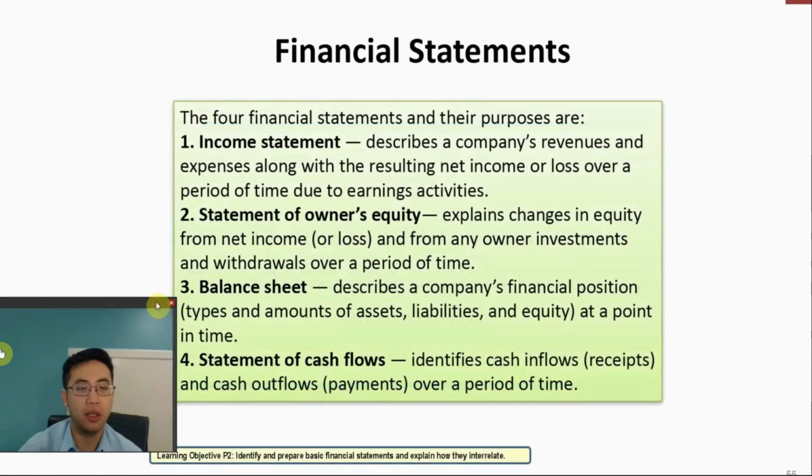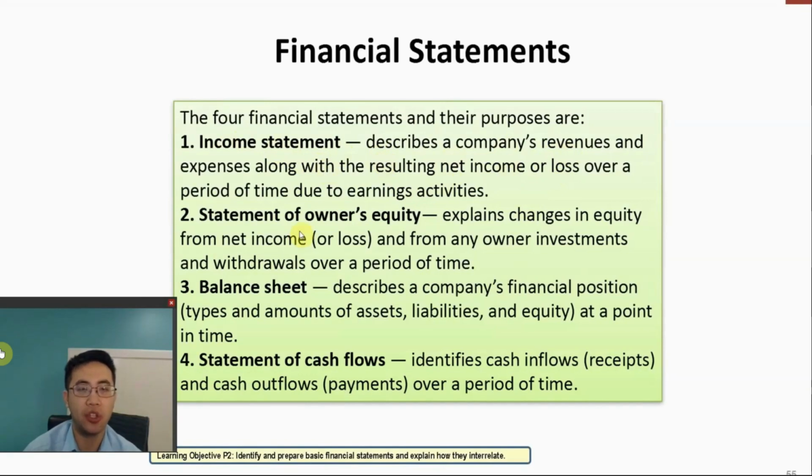So here is the table of these financial statements and their definitions. The income statement basically describes a company's revenues and expenses, along with the resulting net income or loss over a period due to earning activities. So the key part here is revenue minus expenses, and another key part is over a period of time. It could be over a quarter, it could be over a year.